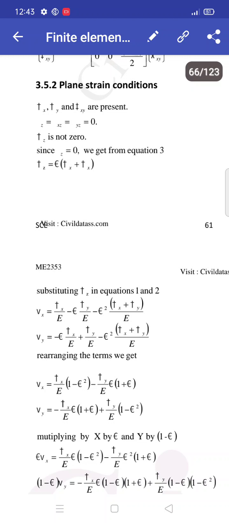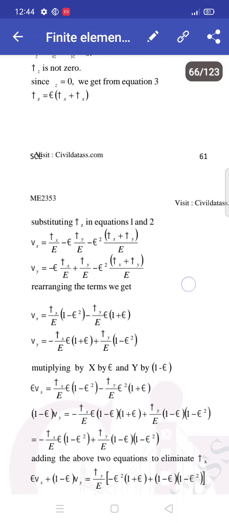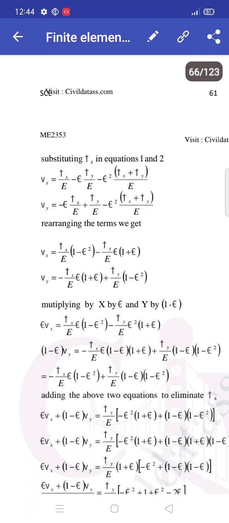So substituting σz in the equations, then εx is equal to σx by E minus ν σy by E minus ν square (σx plus σy) by E. So εy is equal to minus ν σx by E plus σy by E minus ν square (σx plus σy) by E. So εx is equal to σx by E (1 minus ν square) minus σy by E ν(1 plus ν). εy is equal to minus σx by E ν(1 plus ν) plus σy by E (1 minus ν square).